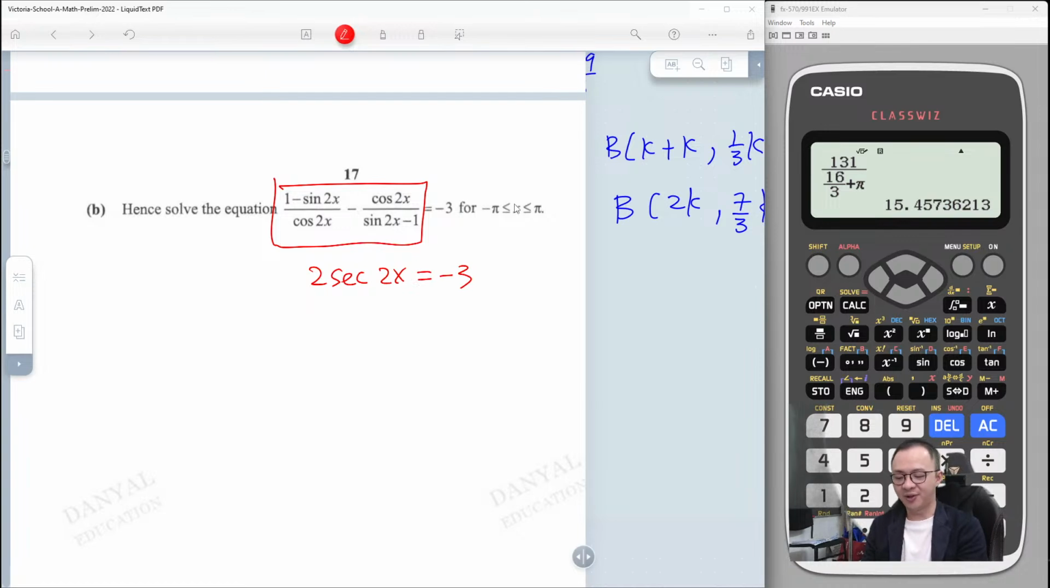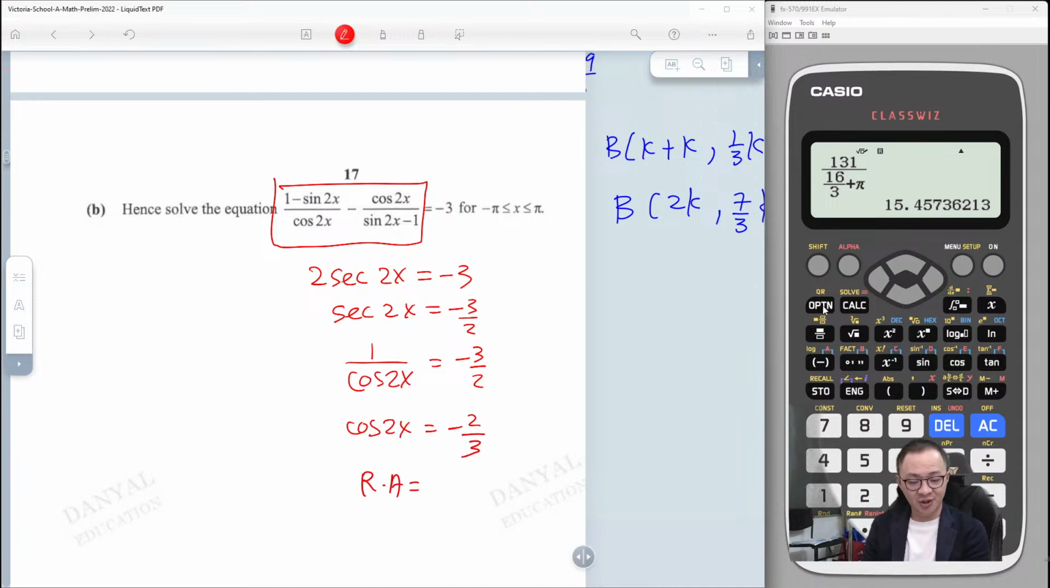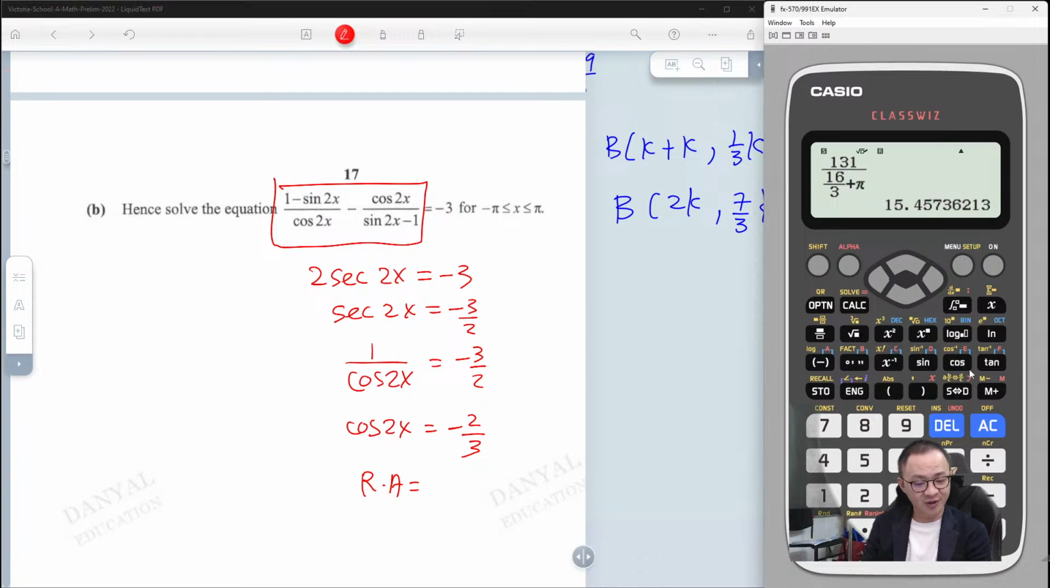Then we need to solve this. So sec 2x equals -3/2. So sec is 1 over cos, right? So 1 over cos 2x is -3/2. So cos 2x is -2/3. Then I will find the reference angle as usual, which is inverse cos 2/3. Is it radian, right?